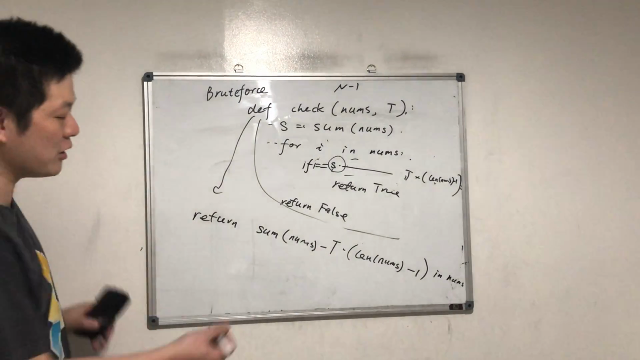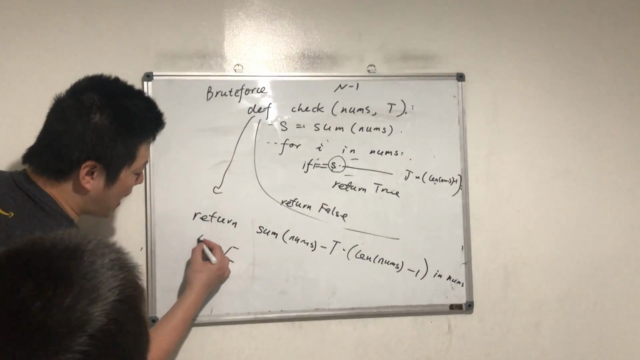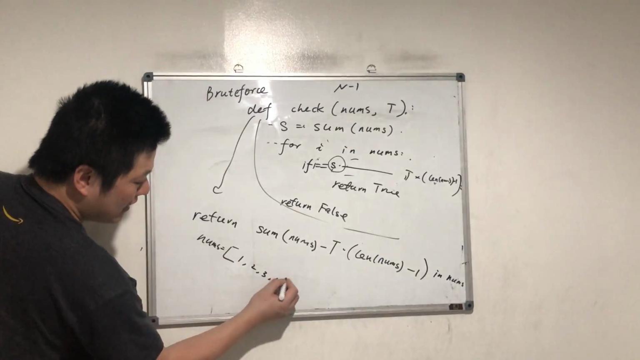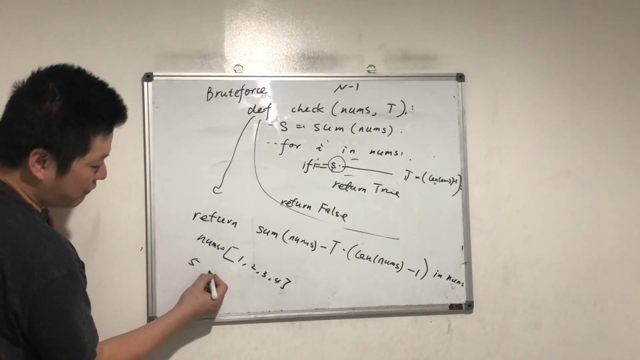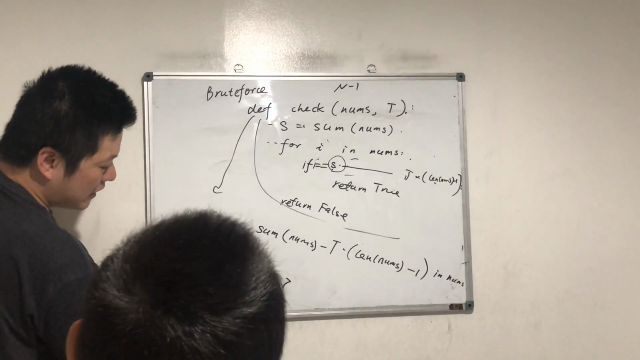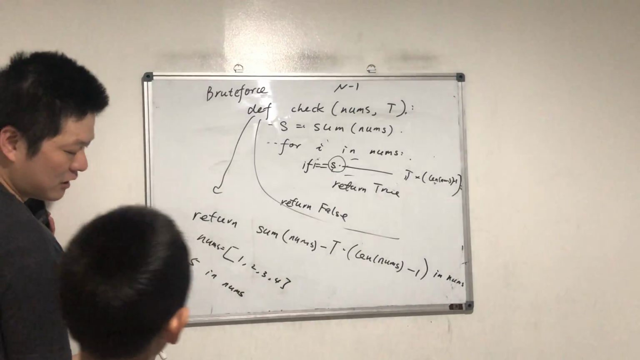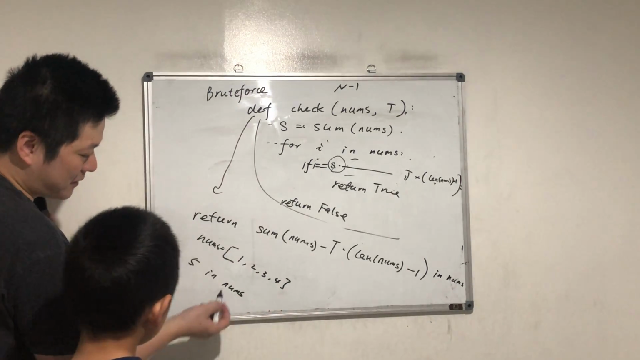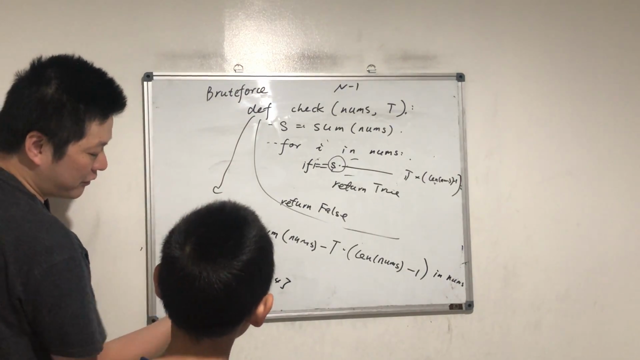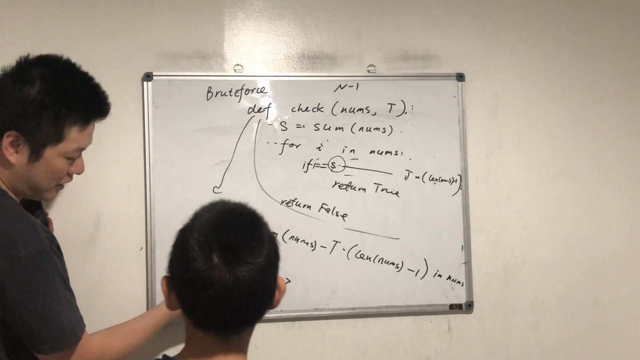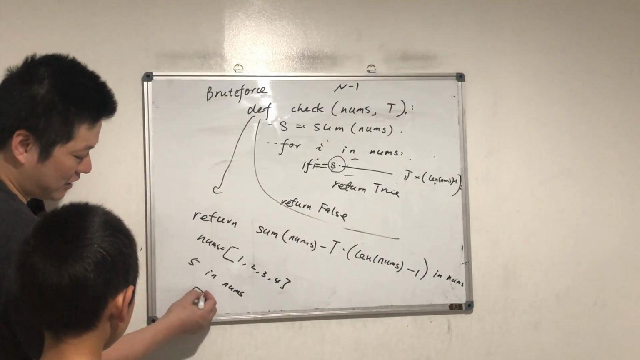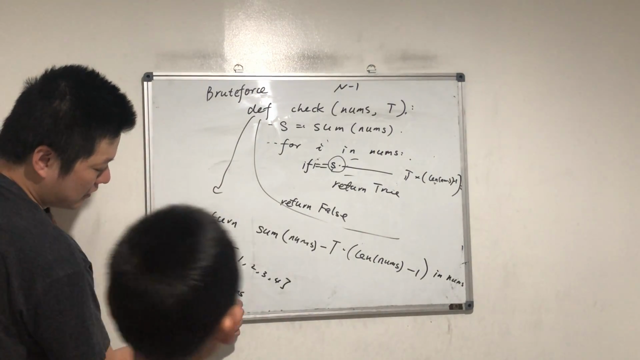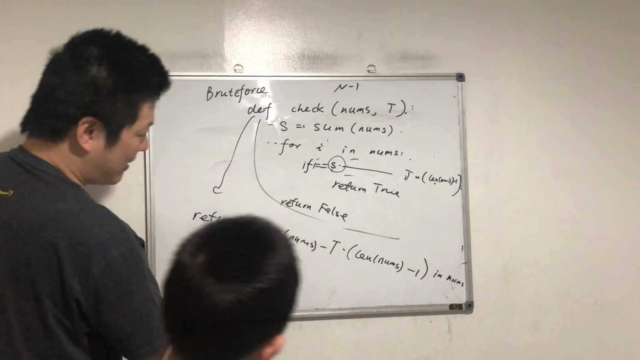Yeah, it's looking good. Look, if nums is 1, 2, 3, 4, can you tell me, is 5 in nums? Is it true or false? Nums is 1, 2, 3, and 5 is not in nums, so it's false. Is 1 in nums? True. Does it make sense?